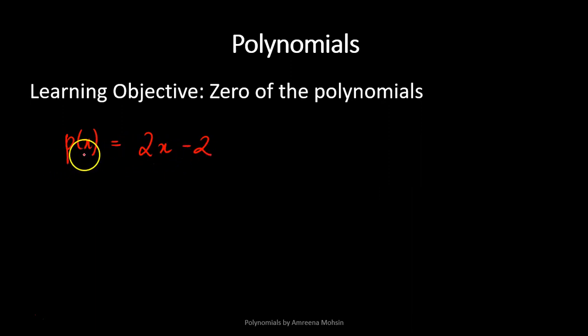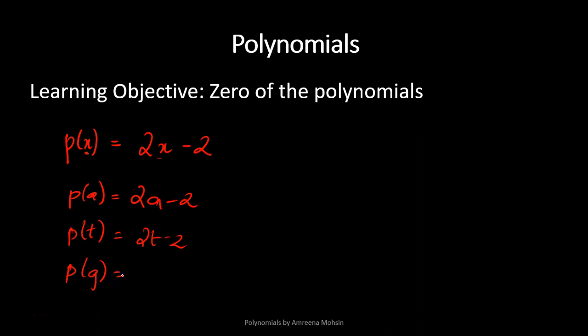So what do we mean by this x over here? It tells us in what terms the equation is written. If it is p of x, it's going to be 2x minus 2. If I write p of a, it means I'm going to write this equation in terms of a, such as 2a minus 2. Basically, wherever the variable is, I change that place. So if it is p of t, it's going to be 2t minus 2. What do you think it will be if I write p of g? Pause this video and tell me. Yes, it's going to be 2g minus 2.